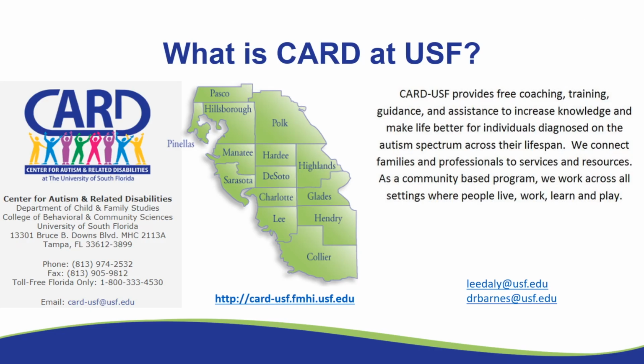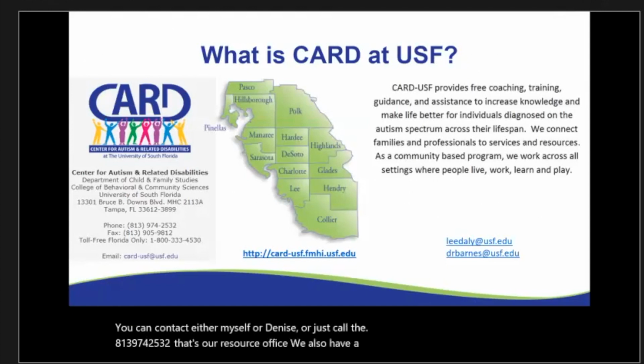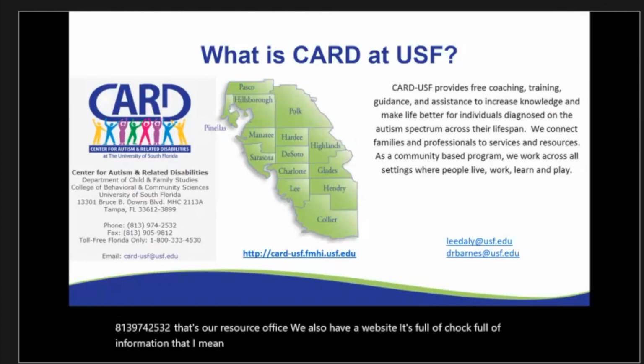We have a lot of references here if you're interested in more information. For CARD, to get in touch with us, it's pretty easy. These are the counties that we serve. You can contact either myself or Denise, or just call 813-974-2532. That's our resource office. We also have a website. It's chock full of useful information.